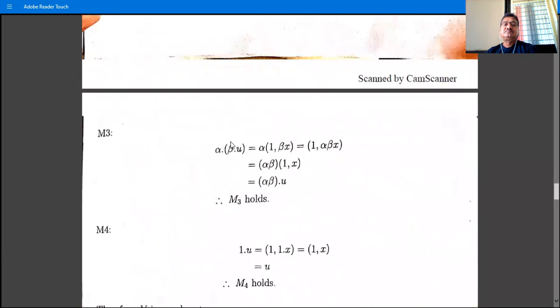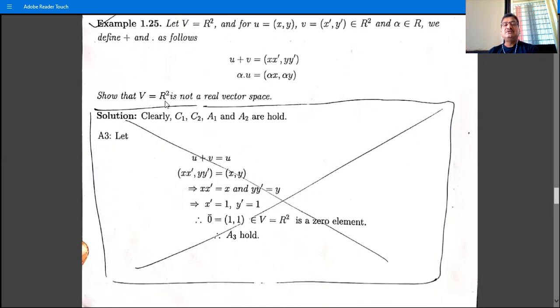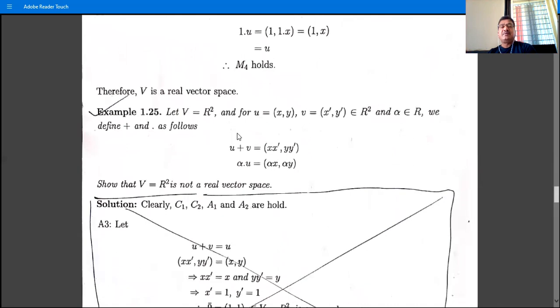So next example, V is equal to R2, and for U equal to (x, y) and V equal to (x', y') that belong to R square, alpha belongs to R, meaning scalar. The definition of this U plus V is (x times x', y times y'), and alpha U is what? (alpha x, alpha y). So show that V equal to R square is not a vector space, real vector space, under these two operations.